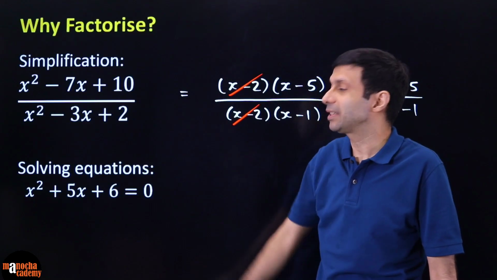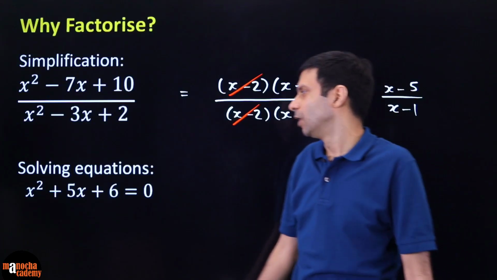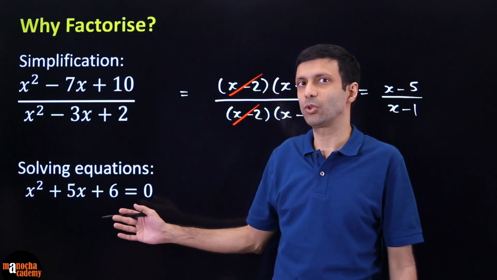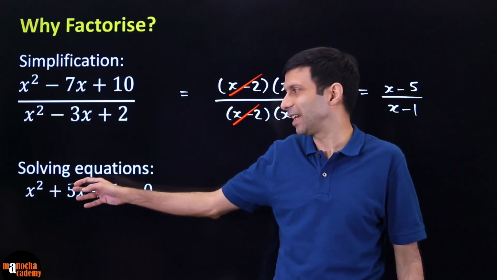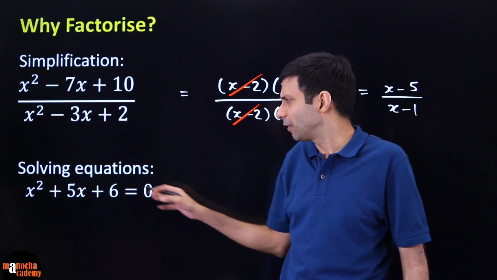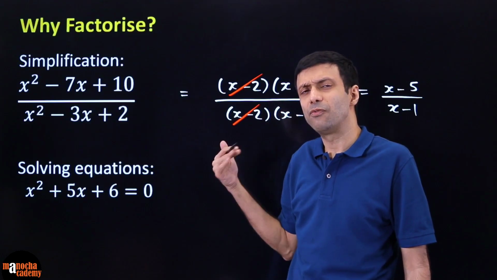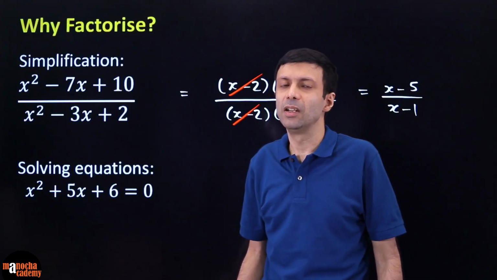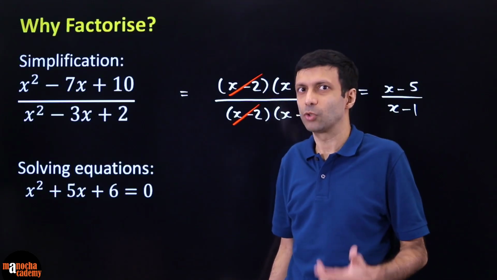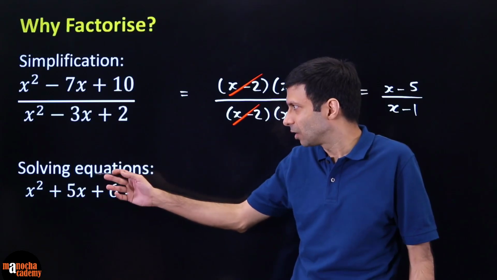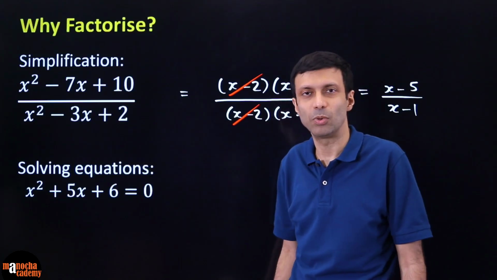Similarly, it helps us solve these kind of equations. If you have been given, so what type of equation this is? This is actually a quadratic equation because there is an x square. So if you have been given this equation, you can solve it very quickly by factorization. Solving means find the values of x where x square plus 5x plus 6 equals 0.